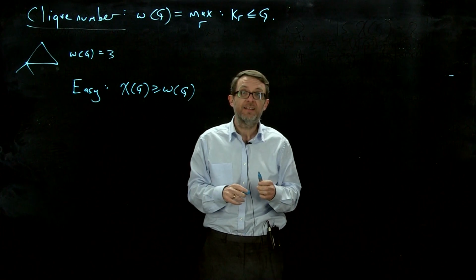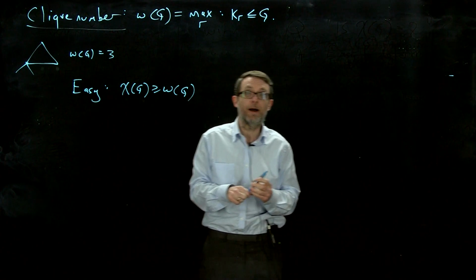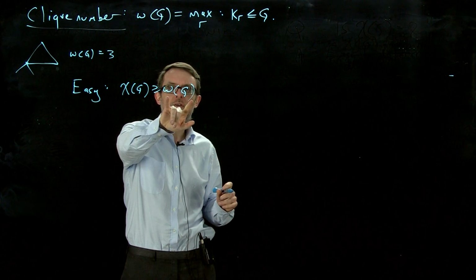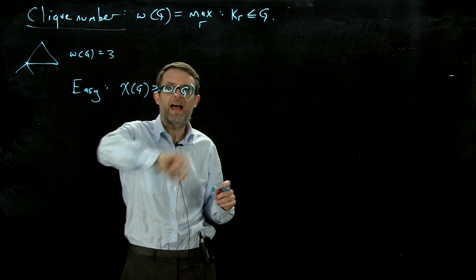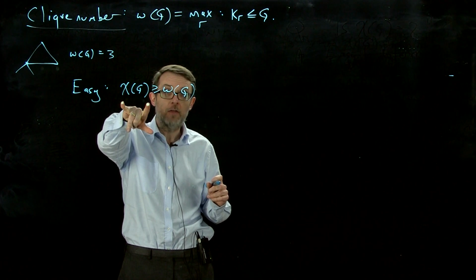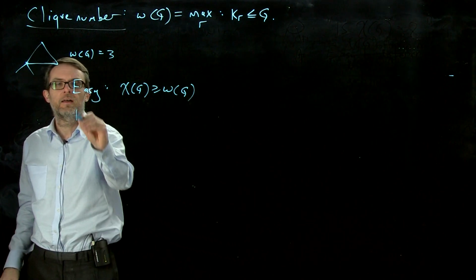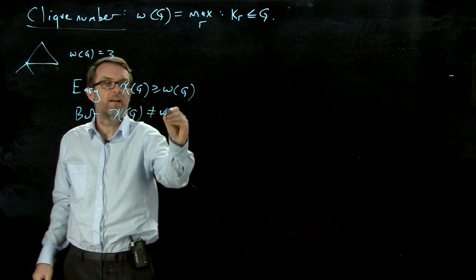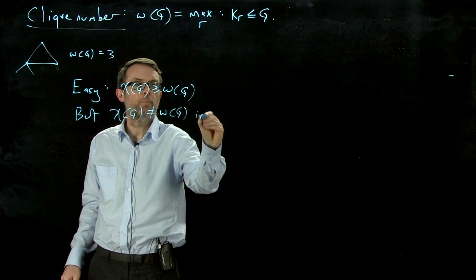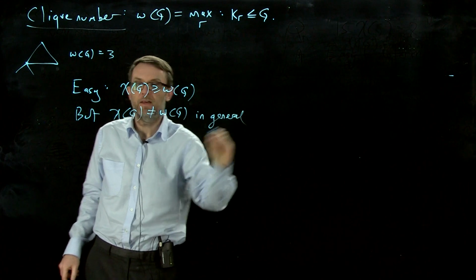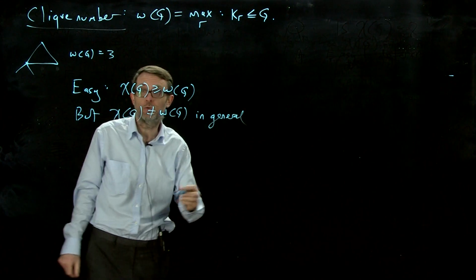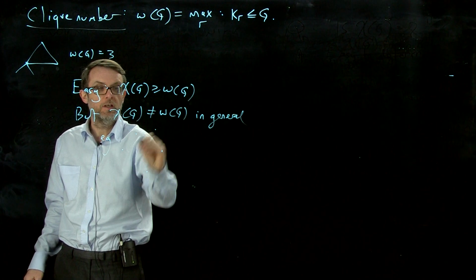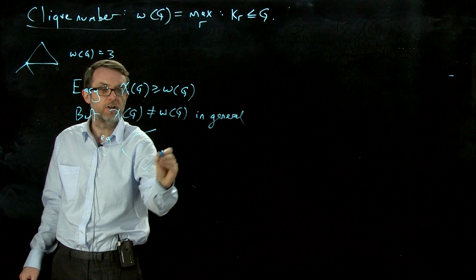Now, we're about to see an example where the clique number of the graph takes one value, but the chromatic number takes another, larger value. And it's not a very difficult example to come up with. So in general, the clique number is not equal to the chromatic number. And here's a very simple example. You just take a cycle on 5 vertices.